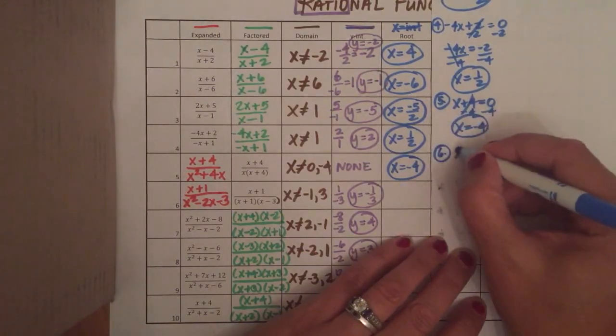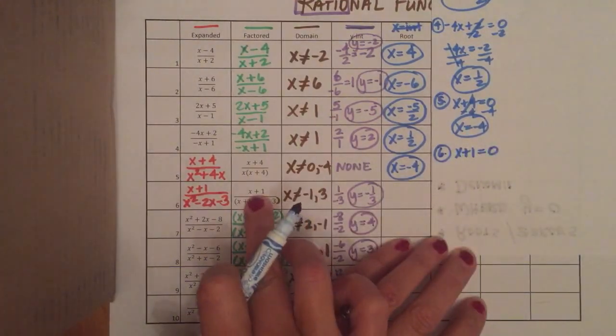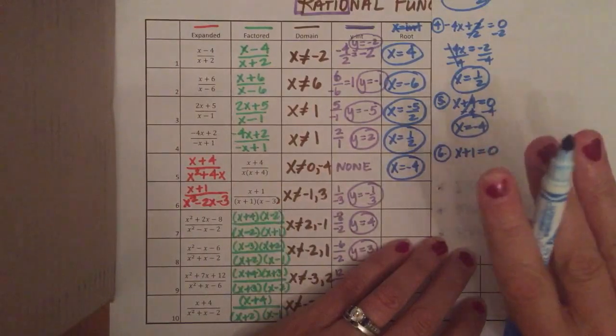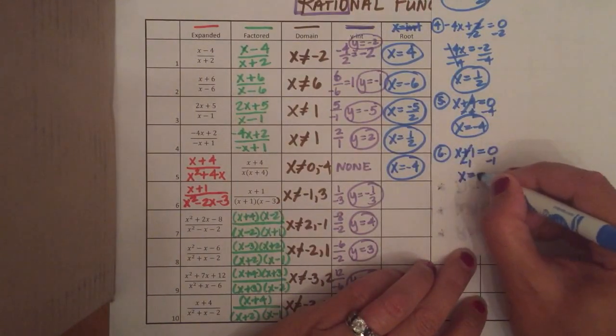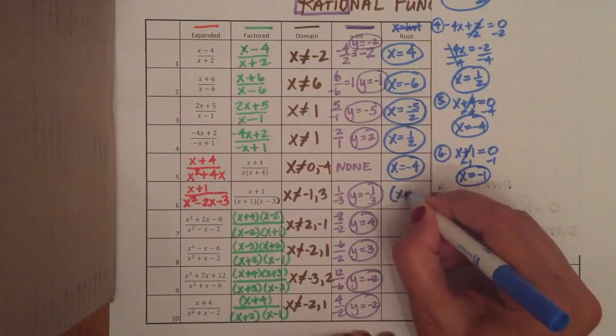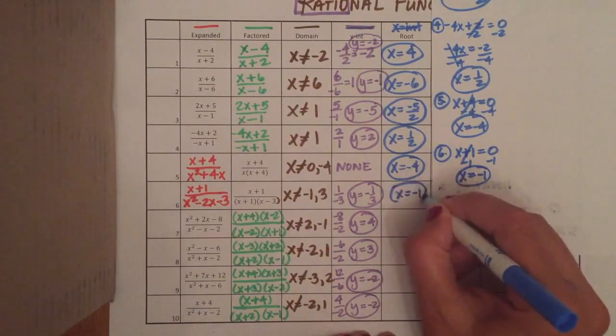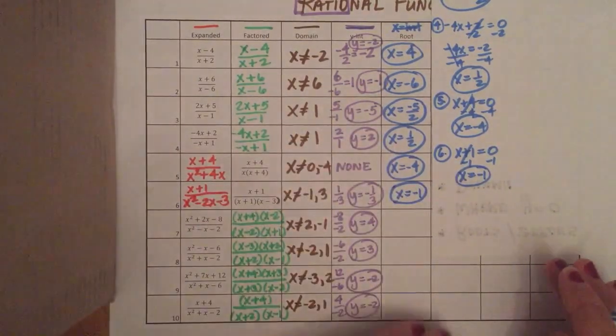Number 6, your numerator is x plus 1. So I want to set x plus 1 equal to 0. So I'm going to subtract 1 from both sides. So x equals negative 1. So x equals negative 1 is my root, or my 0, for this one.